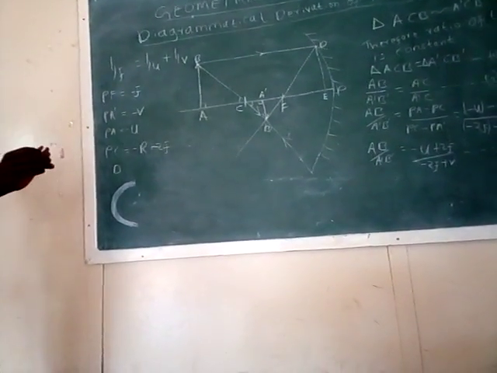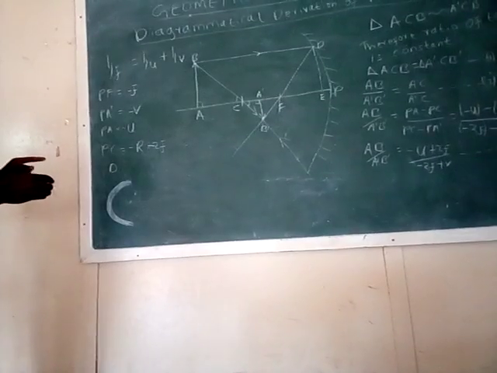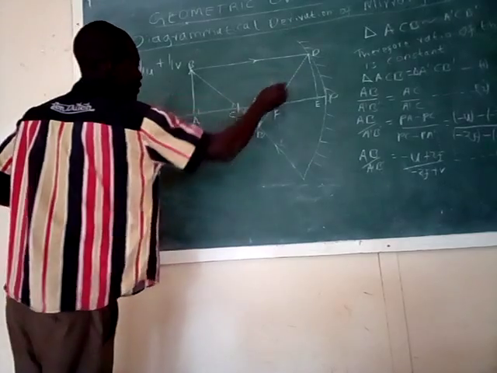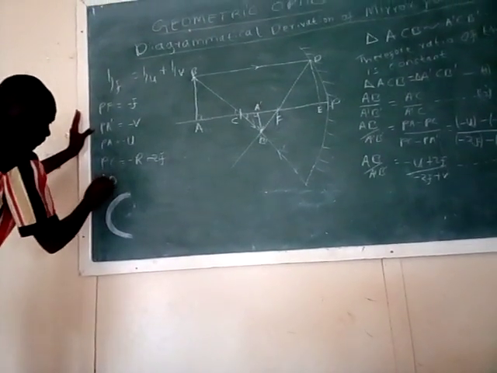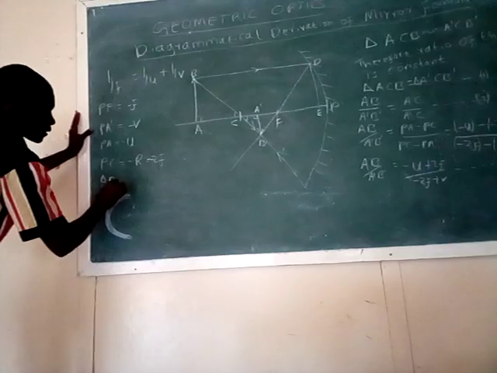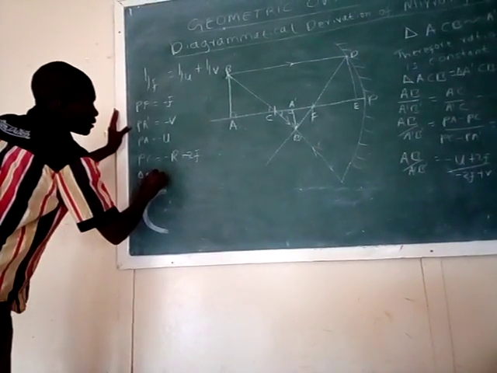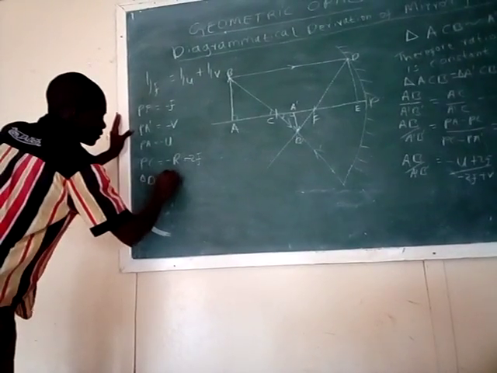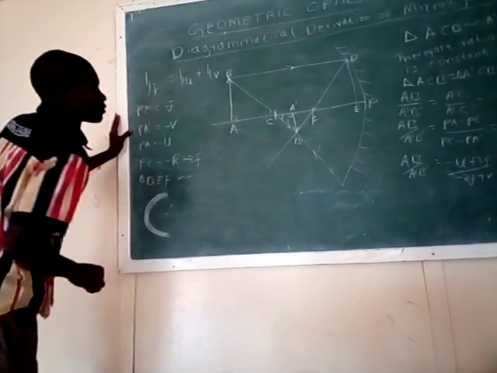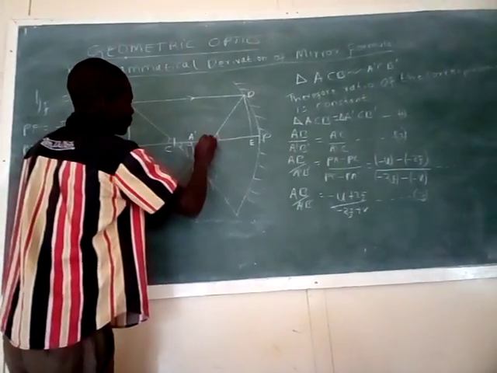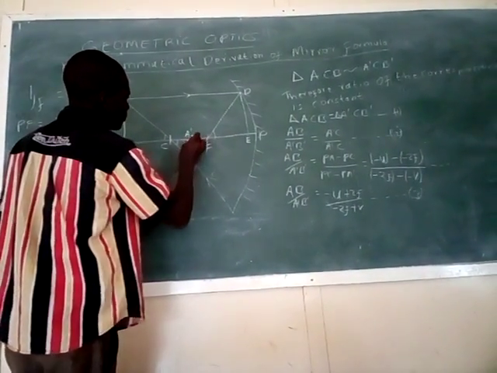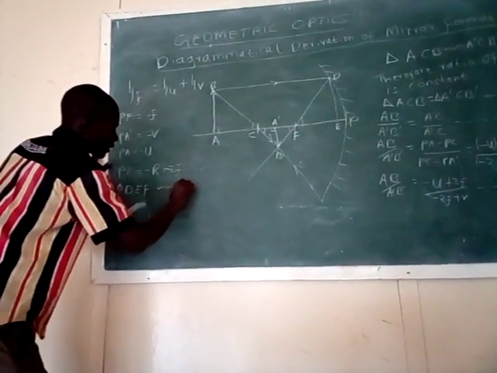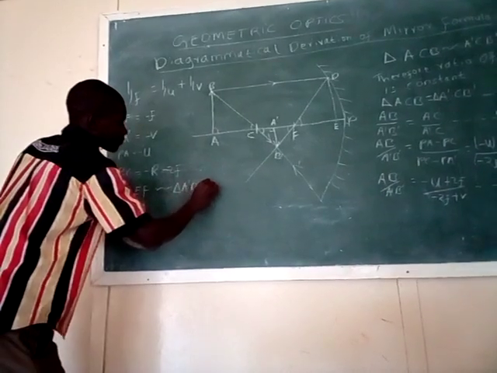Having solved the first one, now you look for other triangles, different from the others, but somehow they are the same. If you continue, you are going to see. Now we have triangle DEF. DEF is similar to this one, triangle A prime B prime F.